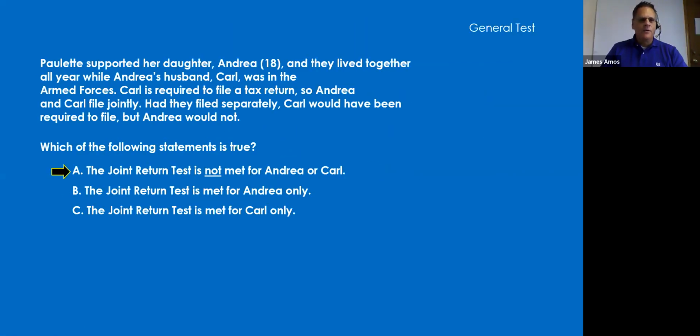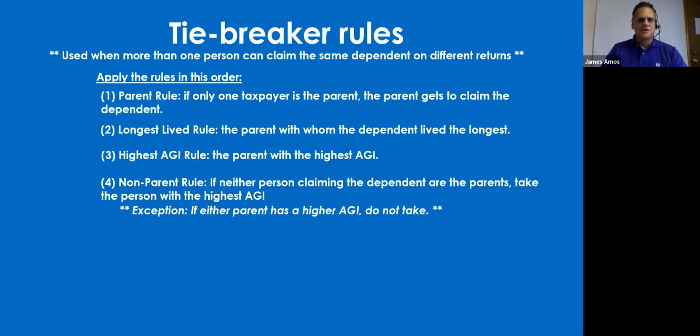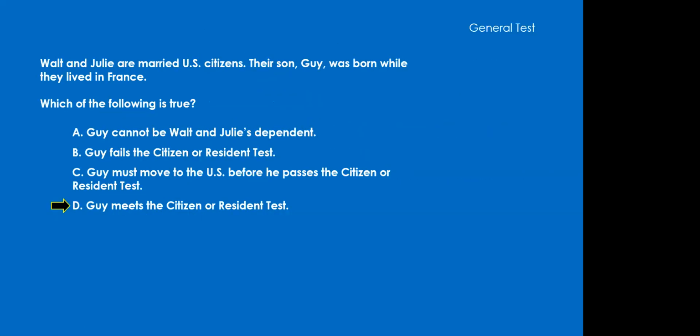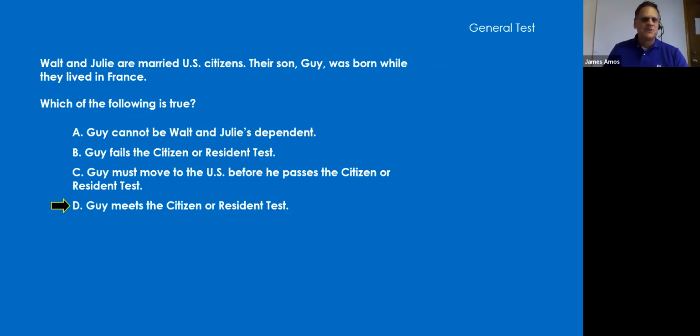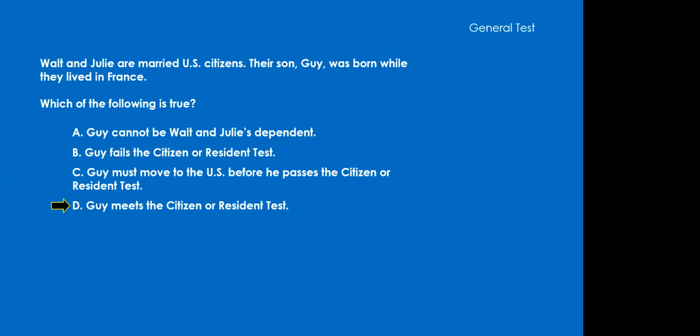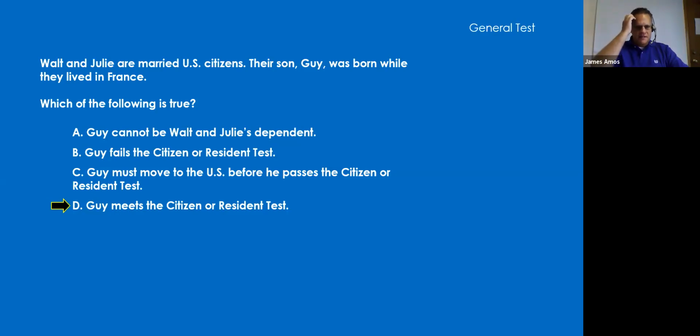I erroneously have the answers marked there for you, so this is going to be kind of a giveaway, but I meant to have them fly in, and I made a mistake. So you're going to get the answer on each one, but let's talk about it anyway. Walt and Julie are married U.S. citizens, and their son Guy was born while they lived in France. Which of the following is true? Guy cannot be Walt or Julie's dependent. Guy fails the citizen or residence test. Guy must move to the U.S. before he passes the citizen or residence test, or Guy meets the citizen or residence test. Obviously, because you can see the answer, Guy meets the citizen or residence test.